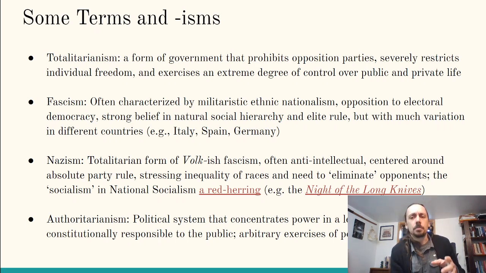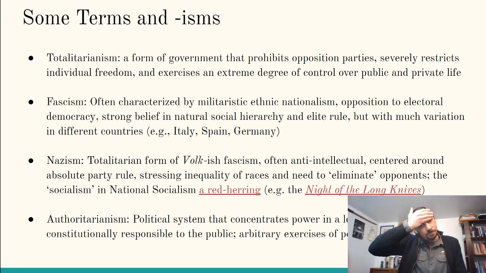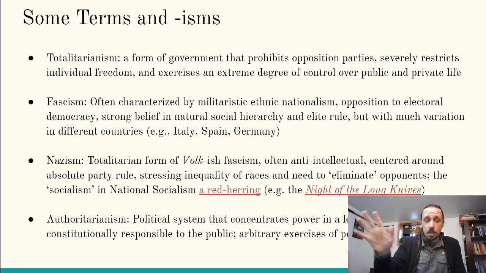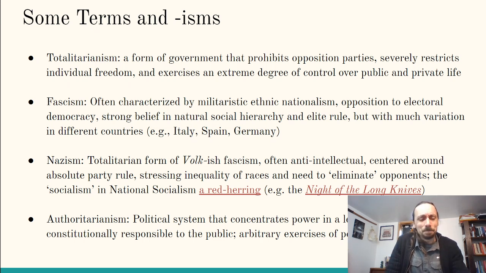Fascism is also opposed to electoral democracy. So again, we're going to be banning opposition parties. If there's an election, it's going to be a sham election. The Soviet Union had fake elections. Of course, the Soviet Union wasn't fascist. It was communist. It's another thing. Fascism also typically has a strong belief in a natural social hierarchy and elite rule.